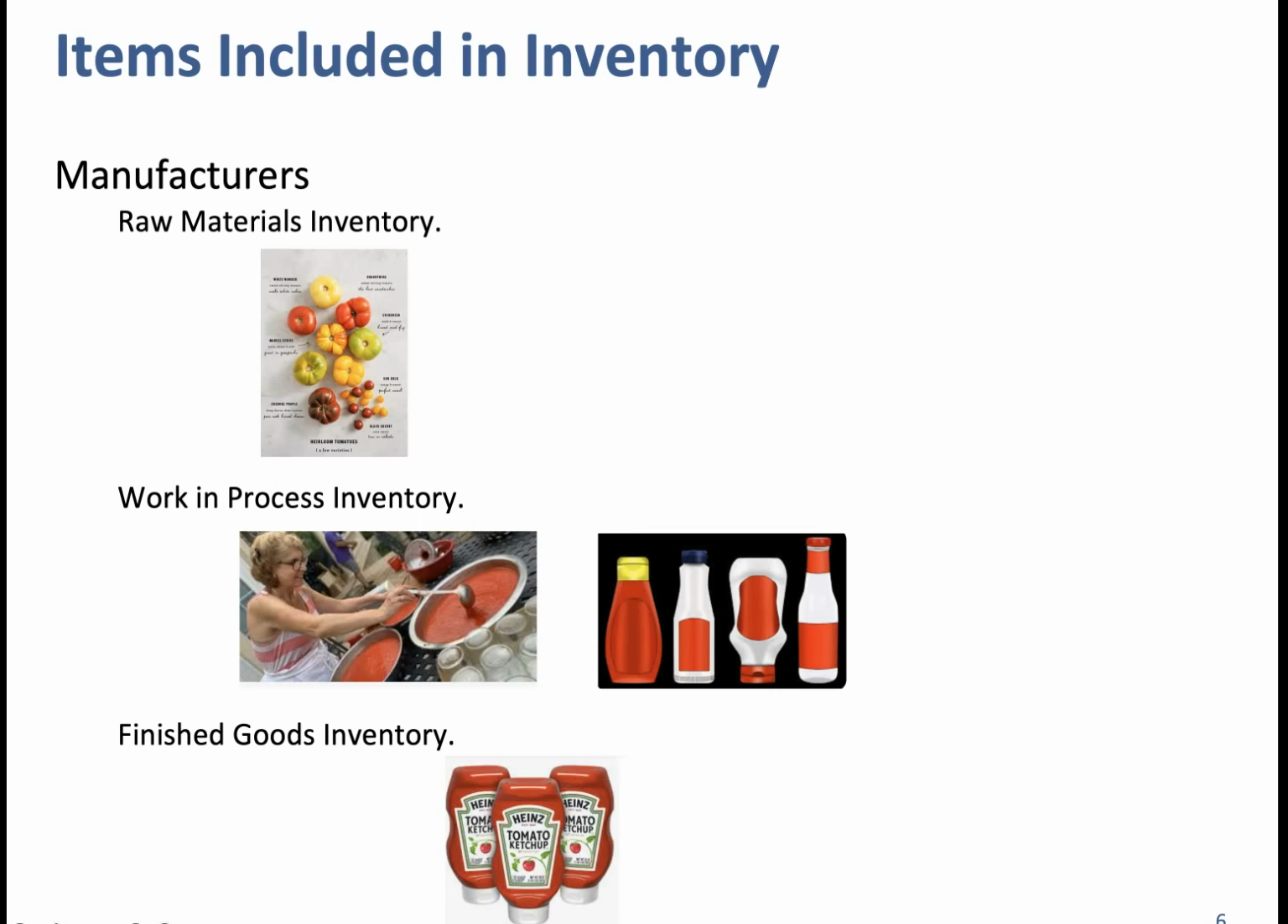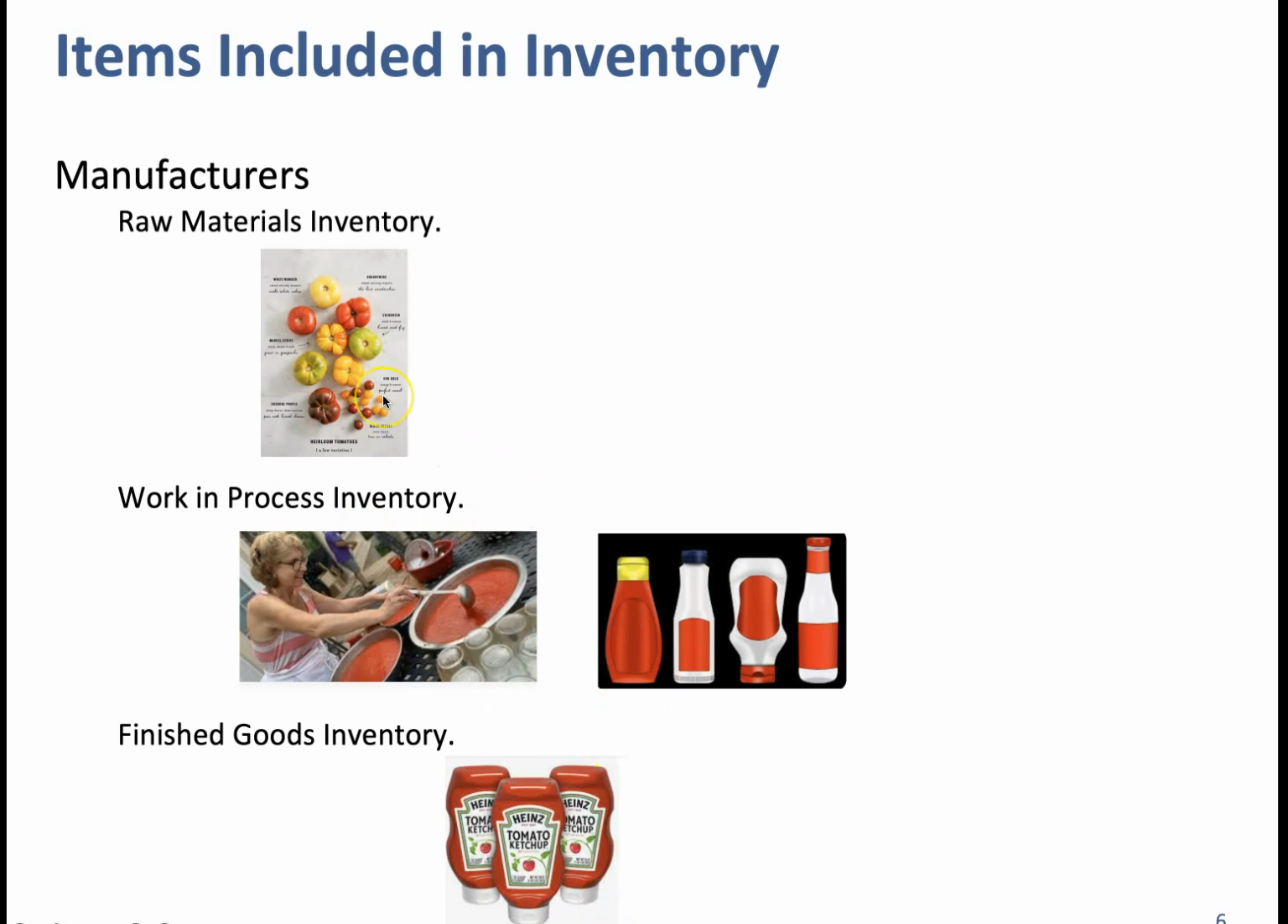When we talk about inventory, we would categorize firms into two broad categories. The first one is the manufacturers. Manufacturers start from the raw material, add value through production, and generate the finished goods, which is the ultimate outcome of the production.